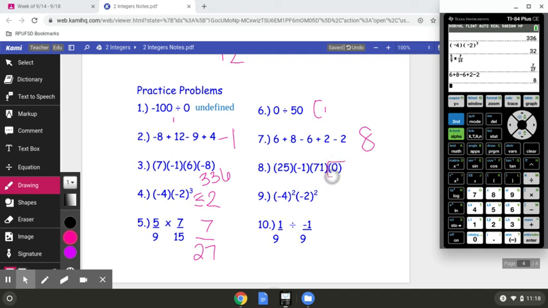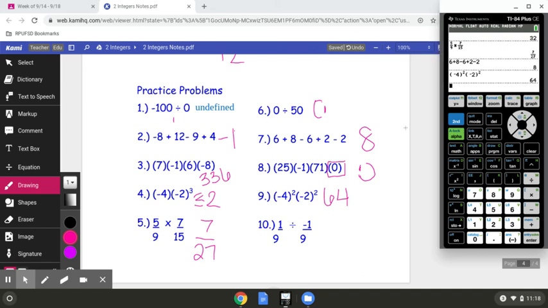All right, so there's a little quick trick for number 8. You notice this 0 here? That 0 there is going to wipe out everything that's being multiplied by it, and you're just going to get 0 as an answer. So you don't even need to type that one in if you know that trick. Okay, number 9 is negative 4 raised to the second power. And then we have negative 2 raised to the second power, which gives us 64.